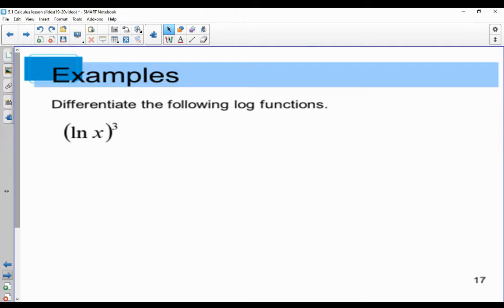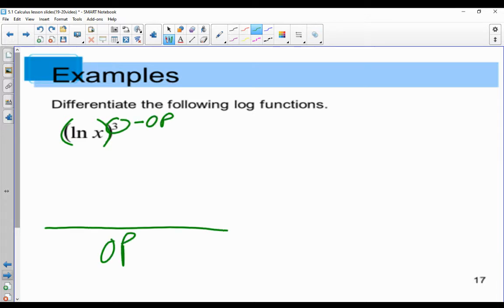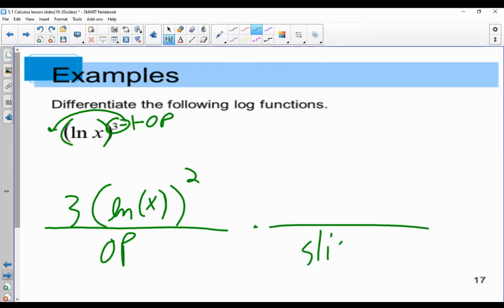The next example is actually a pretty easy example compared to the others. It's just another simple orange peel rule. So in other words, you've got parentheses, and you've got a power. So do your orange peel. Take this power, multiply it to the front, that'll give you 3, and then subtract 1 from that power, which will give you squared. And the natural log of x doesn't change, not yet. And then multiply that by the slices.